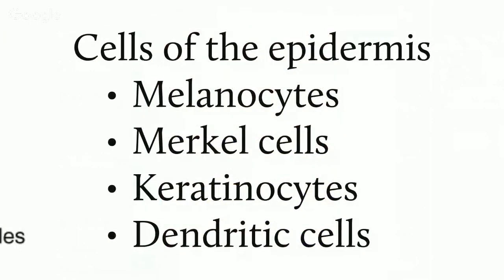I just made a list here of the different cell types that we just talked about. The keratinocytes are everywhere. Melanocytes and Merkel cells and keratinocytes are in the basal layer. Dendritic cells and keratinocytes are in the stratum spinosum, and then the other 3 layers are all just keratinocytes.